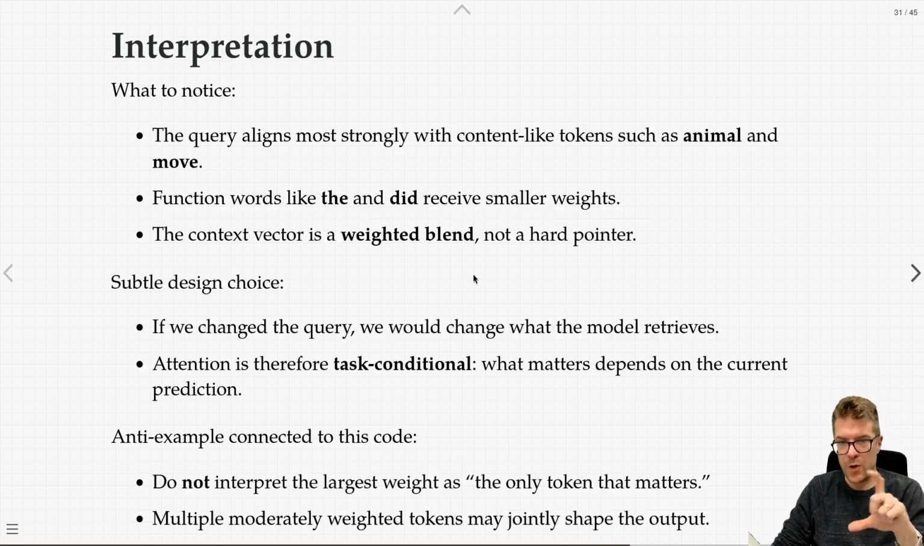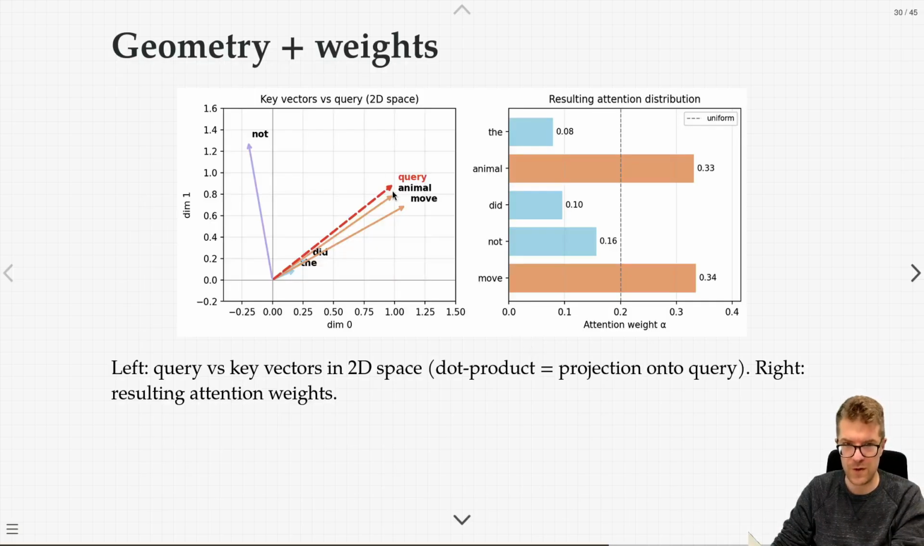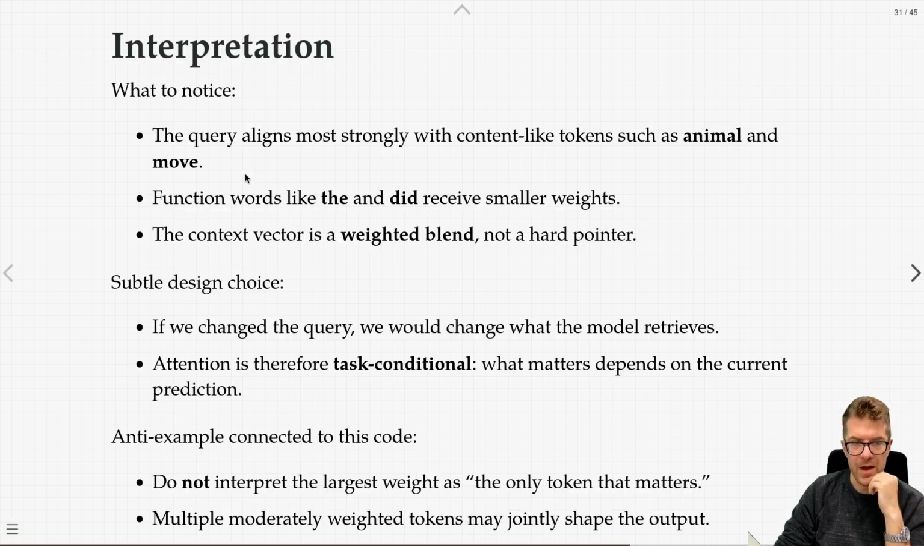If you change the query vector, this is going to change what the model retrieves. So if my question was different, then this query vector will be different. It'll be more or less similar to different words, and that's going to result in different representations on the output. Attention is task conditional. It depends on what I'm doing right now. So again, like I talked about earlier, the attention weights will keep on changing depending on what I'm doing.